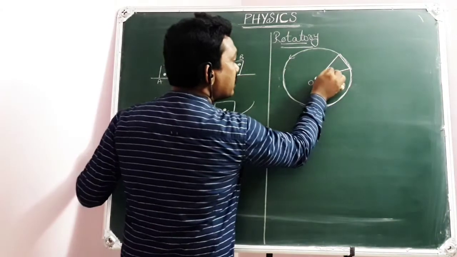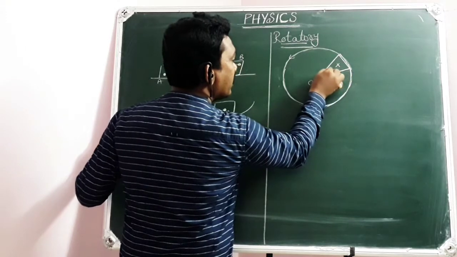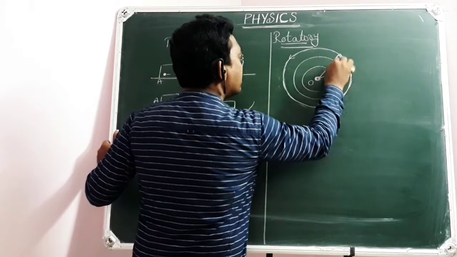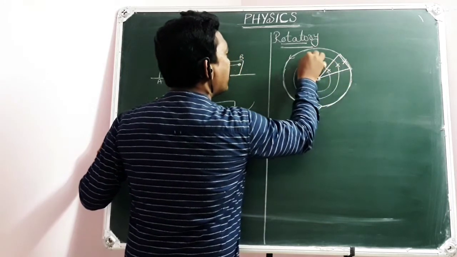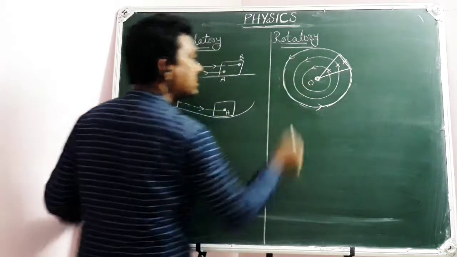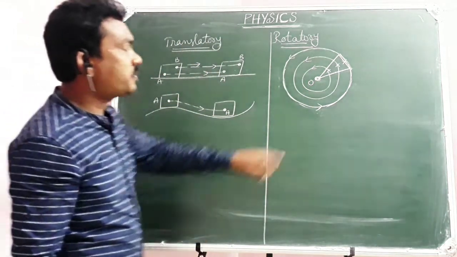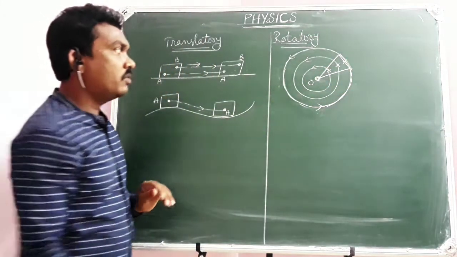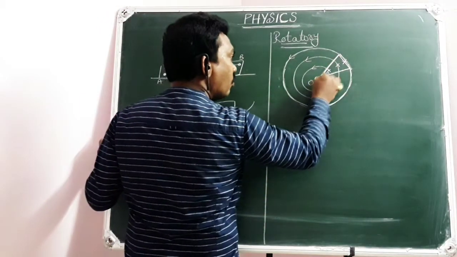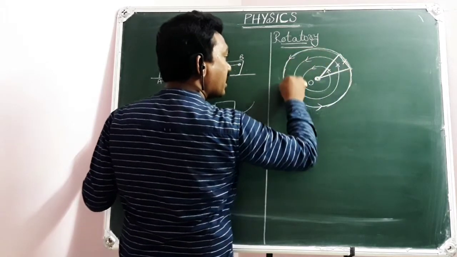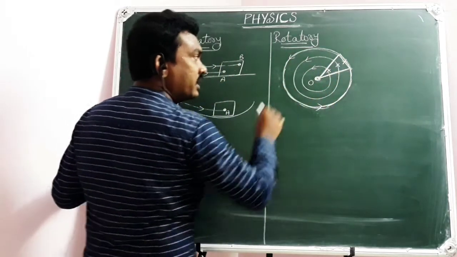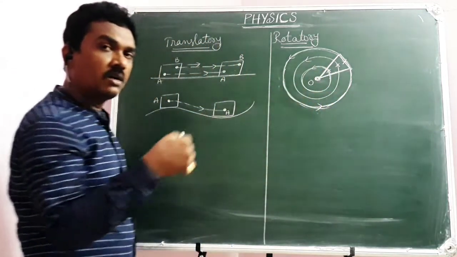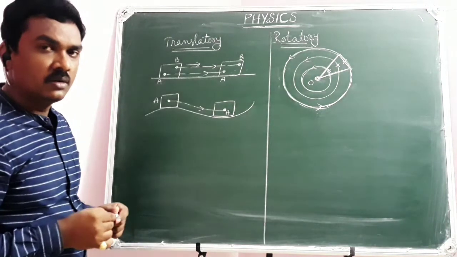Then, if you are talking about different particles present in the body, yes, they also move along a curved track around the fixed point. Certainly. But those particles do not cover the same length of the path. This particle covers less path, this particle covers more, this particle covers more. So, when a body moves along a curved track around a fixed point, different particles in the body also travel along a curved path around the fixed point.